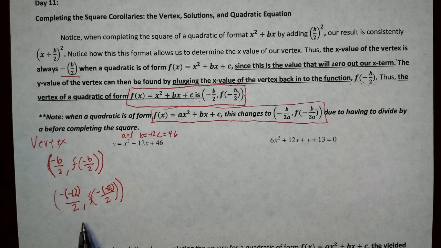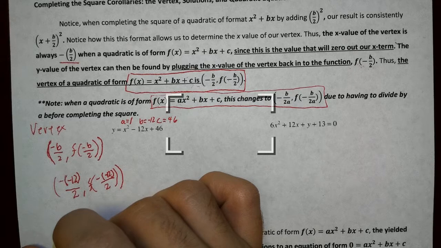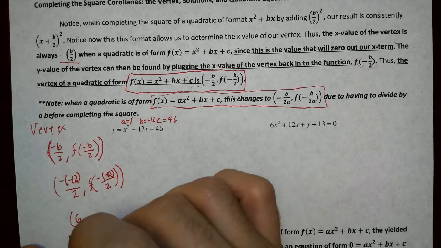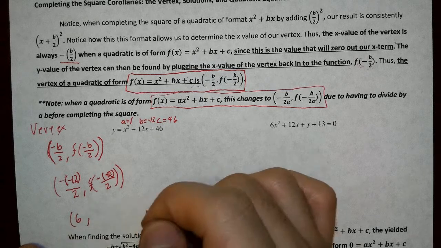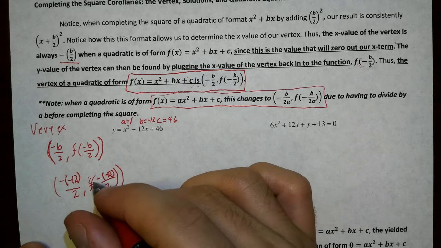So this, of course, our x value is the easiest. We're going to have a negative of a negative, which is a positive. So 12 divided by 2 is going to give us 6. So the x value of our vertex is going to be 6. And now let's do some side work over here to calculate what this is.